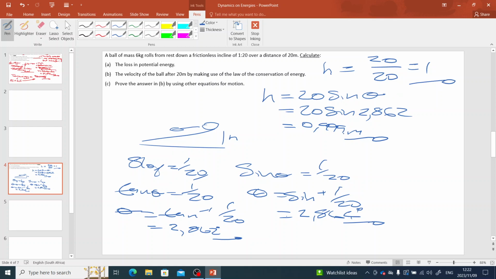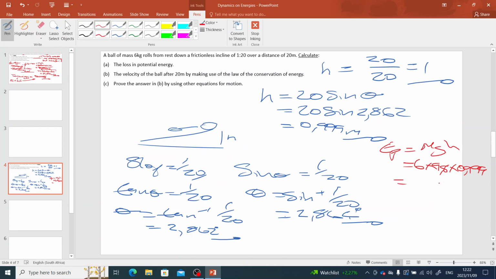We can then go ahead and calculate the loss of energy. In calculating the loss of potential energy, it will be EP equals mgh. It is mass 6 times 9.8 multiplied by our height 0.999. Then we get our answer as 58.718 joules.